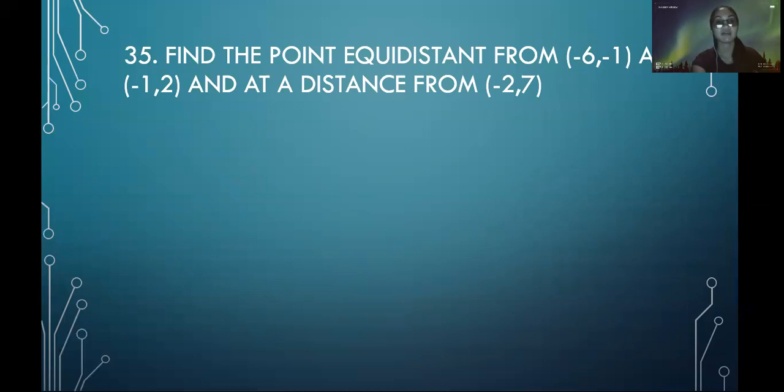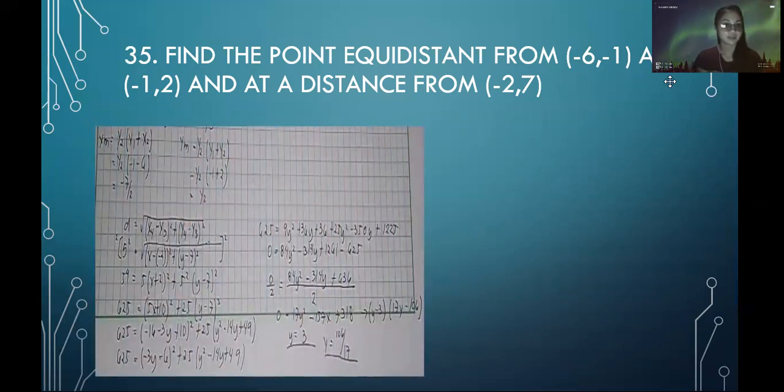Number 35. Find the point equidistant from negative 6 and negative 1, and negative 2 and positive 2, at the distance from negative 2 and 7. y sub m is equal to 1/2 times y sub 1 plus y sub 2. So x sub m is equal to 1/2 times negative 1 minus 6, which is negative 7 over 2. So y sub m equals 1/2 times negative 1 plus 2. So y sub m is equal to 1/2.